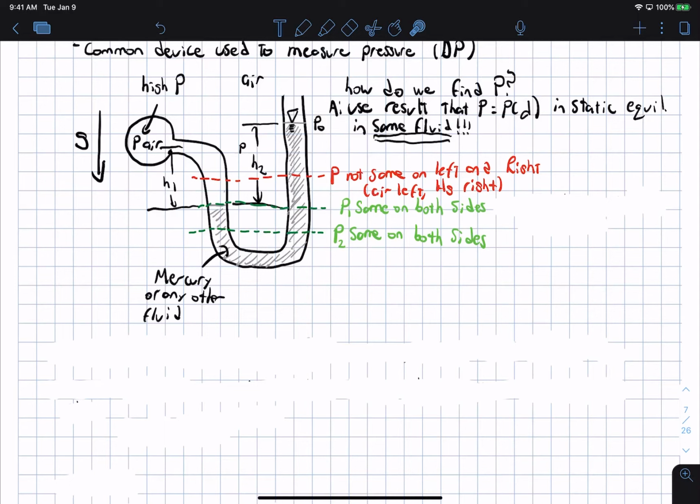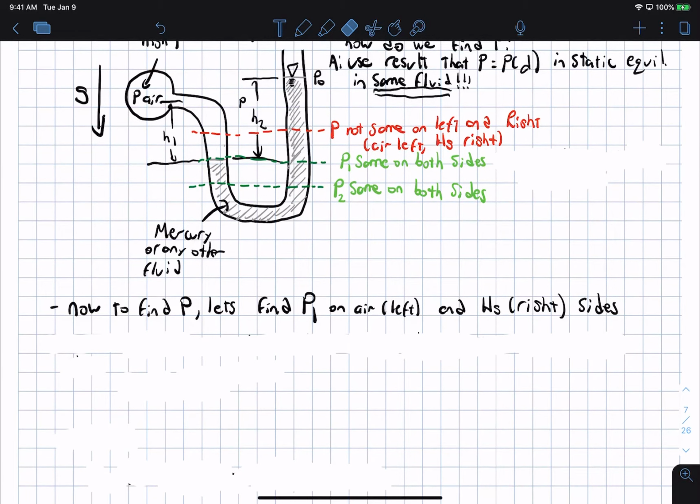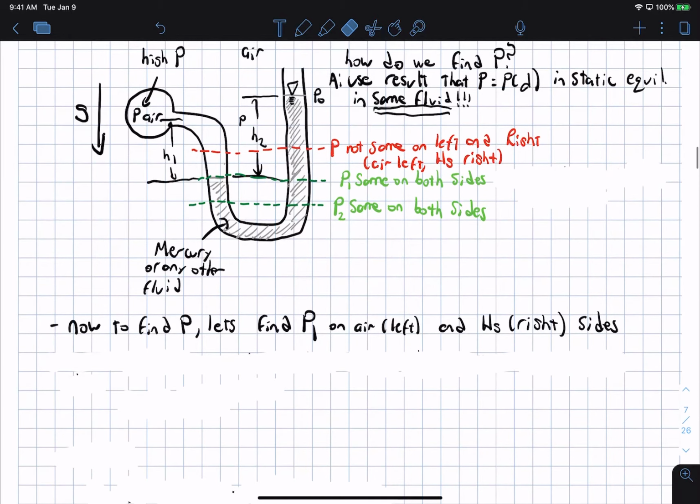Now the goal is to use these principles and the pressure variation with depth to find the pressure in this pipe or bulb or whatever it is. So now let's just find what P1 is here by basically starting in the pipe and walking down to this elevation here, because we know they're the same. And we will do the same thing on the right.